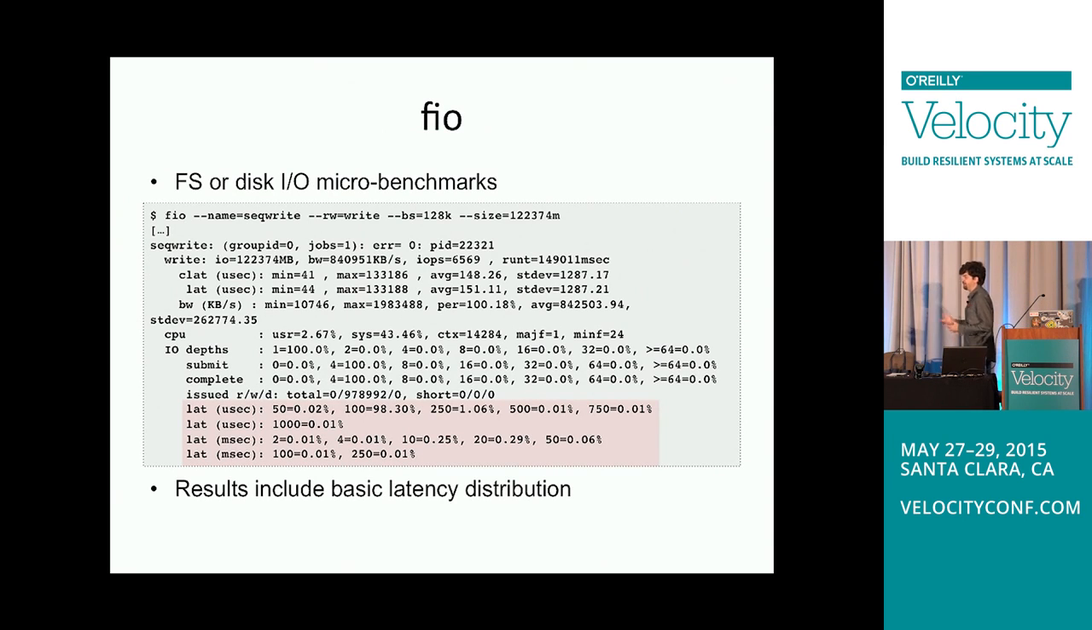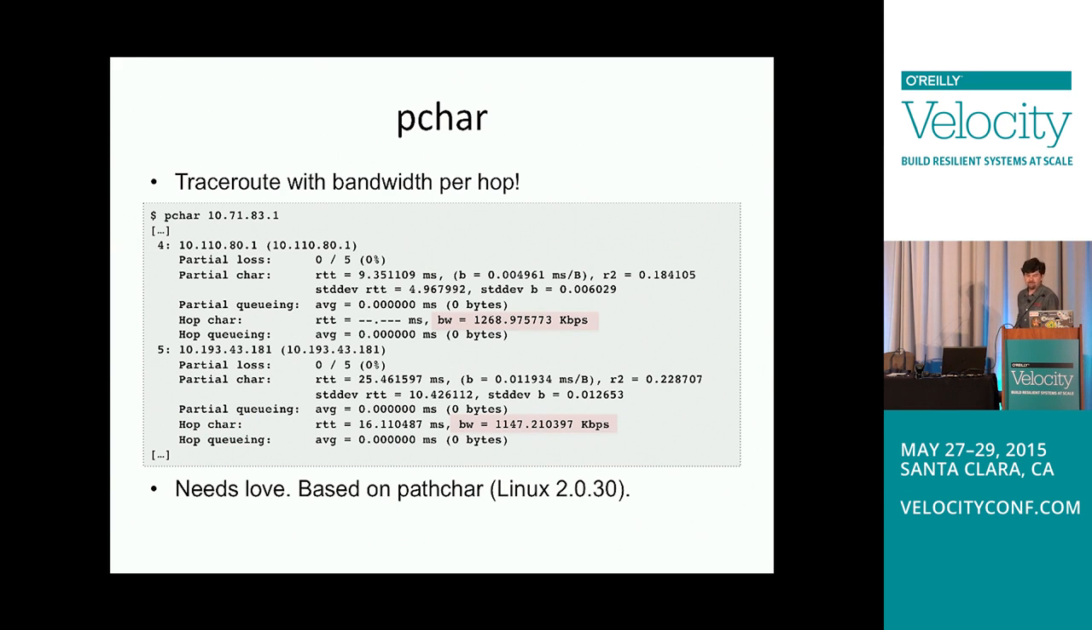FIO is my current favorite for doing file system or disk benchmarking because it can do things like apply Pareto distributions, so it's not doing just a uniform random distribution of workloads. It can do more realistic distributions, and so exercise the file system cache, but also exercise disks a little bit as well, just like in the real world. And the output is nice. It has latency distributions.